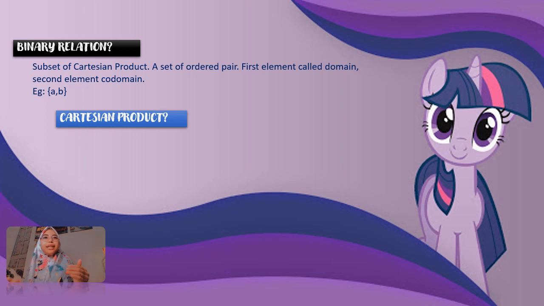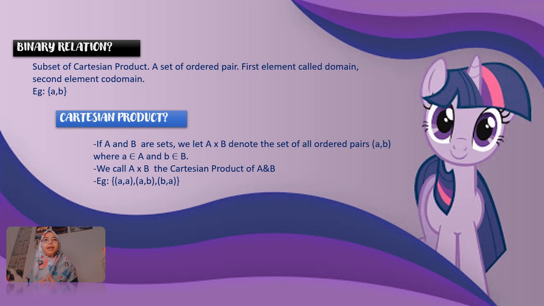Here we can see the binary relation A and B. The first element A we call the domain and the second element B we call the codomain. So what is Cartesian product? If A and B are sets, we let them denote the set of all ordered pairs (a, b), where a is an element of capital A and b is an element of capital B. We call them the Cartesian product of A and B. For example, here.